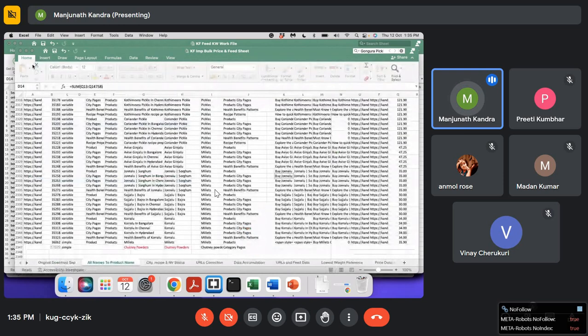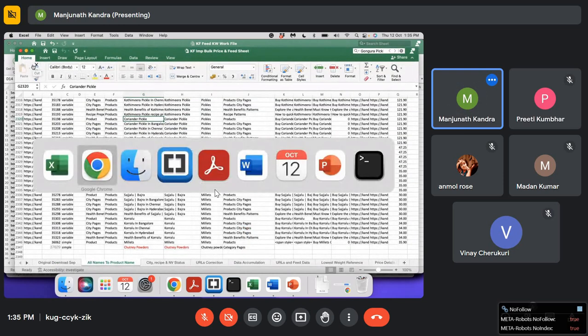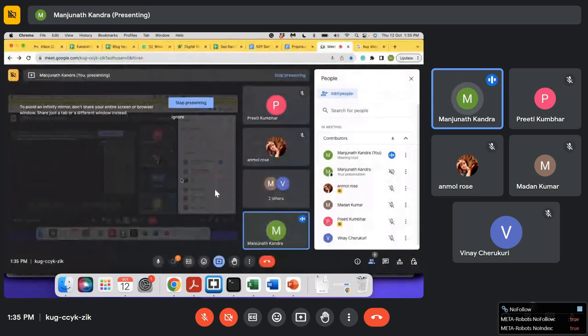Match types we will discuss in the next class. Otherwise it will be too much if we have to discuss match types also today. Can we wind it up for today?